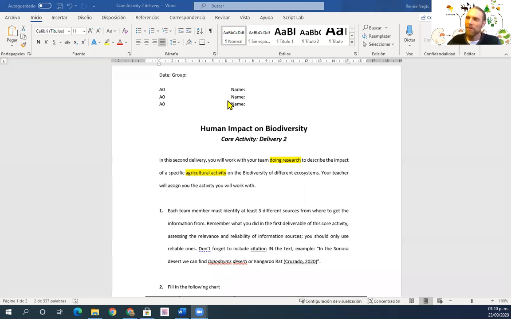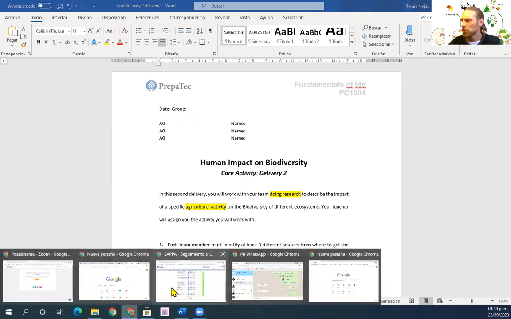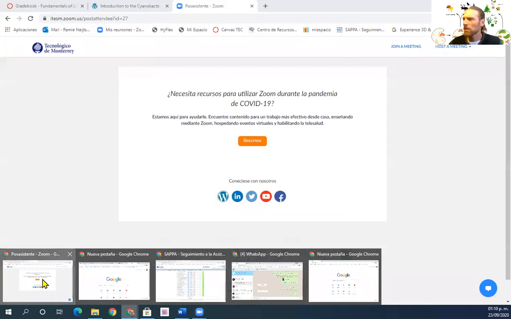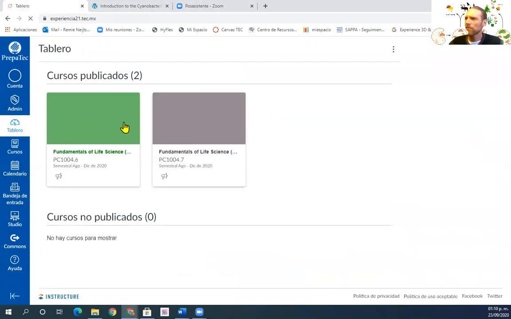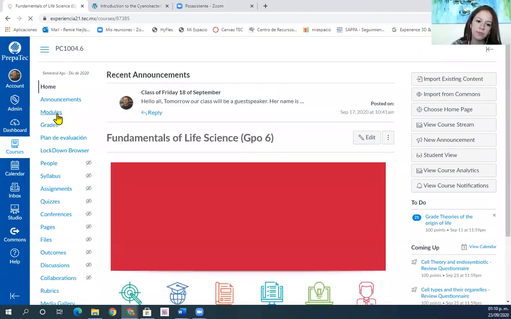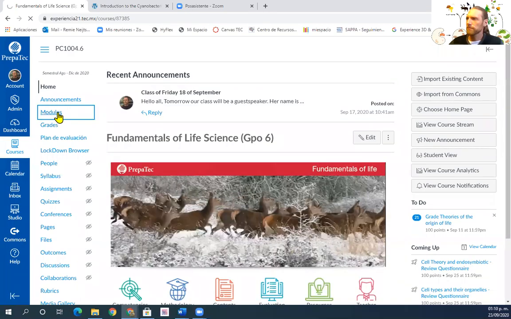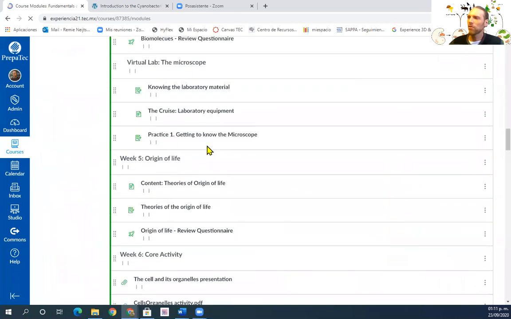You have to mention all the names and the matriculas there, and each team member has to hand the activity in. Let me show you that quickly. It is written in here. Can you see my canvas right now? Yes. Okay, perfect. So if you go in modules, don't forget to do that, because it's such a pity.